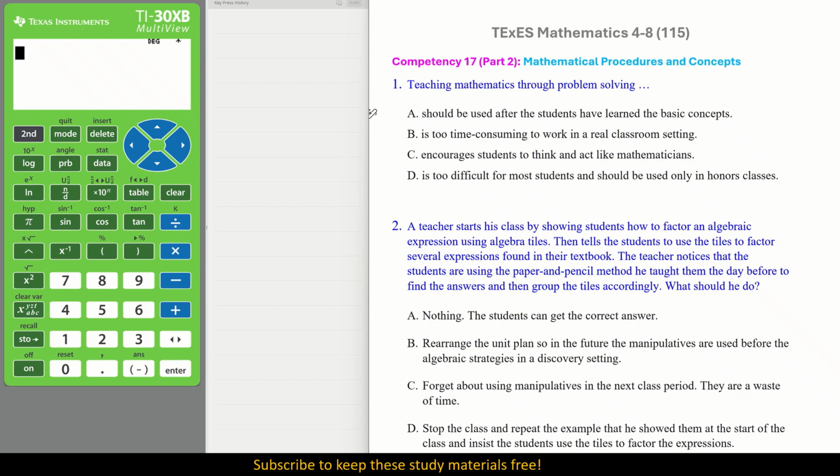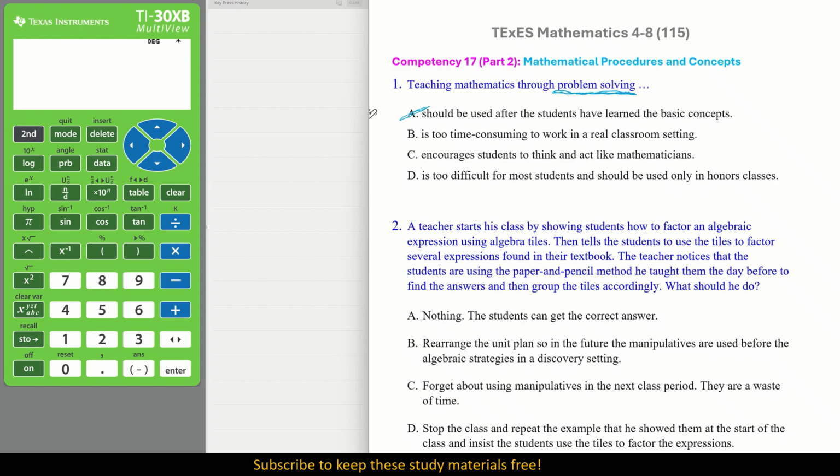Okay, we need to finish the sentence. Let's look at A. Should be used after students have learned the basic concepts. I don't like that inclusion because it is not student centered or self discovery because of the words problem solving. You've got to think about what that means and what the purpose of that is. So A would not be an option.